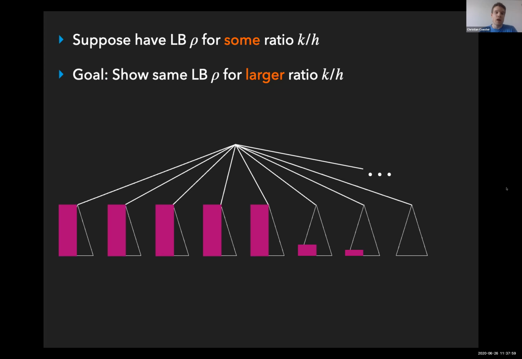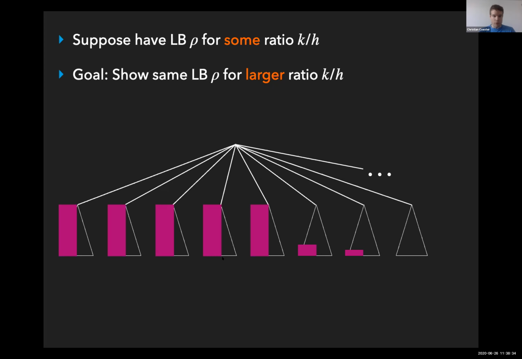So suppose that we have a lower bound of rho on the competitive ratio for some fixed ratio of K over H, so ratio of online to offline servers. And we're going to construct a tree now, and the goal is to show the same lower bound rho holds also for a larger ratio of K over H. And therefore, by repeating this step many times, we get the same lower bound rho for arbitrarily large ratios of K over H. So if the ratio is 1, then of course we can start with an arbitrarily big rho by just choosing K large enough.